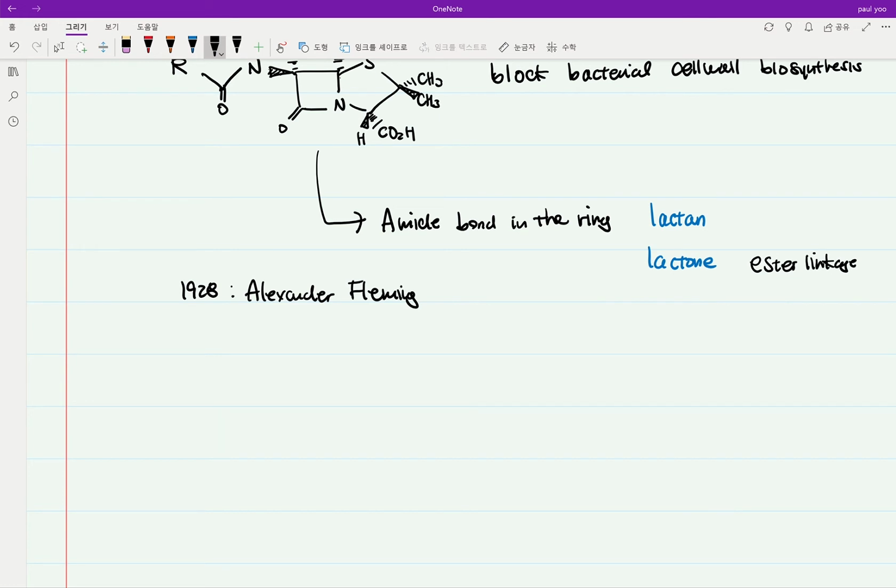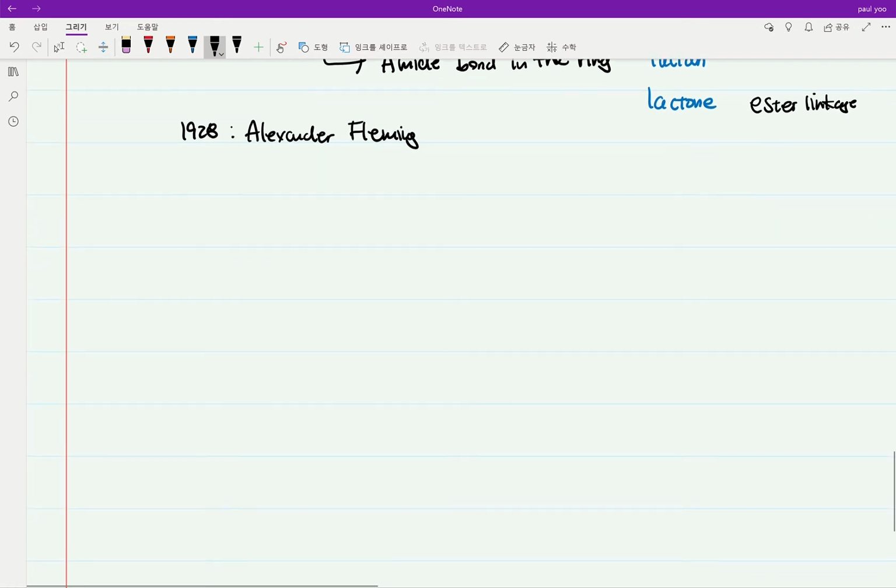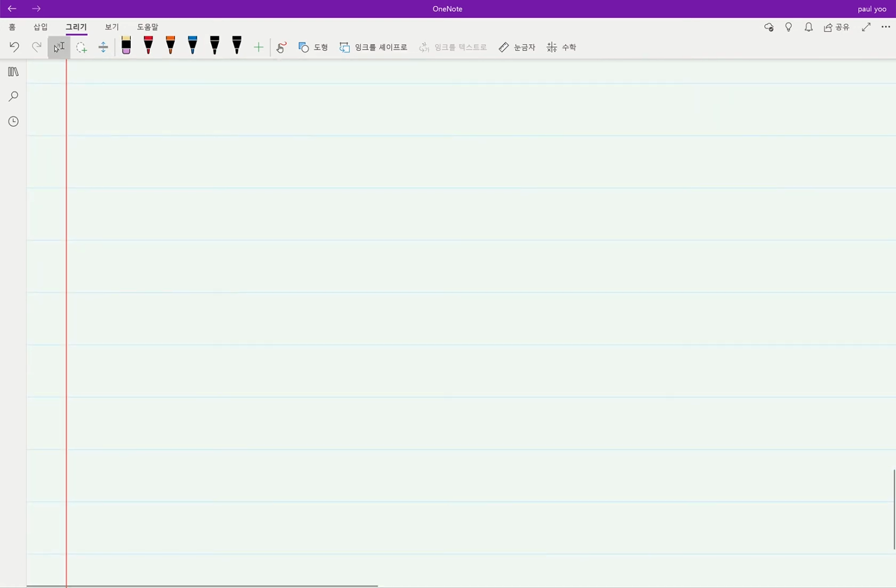He accidentally used this in a bacterial culture that was contaminated with mold and saw that it had antibacterial effects. So that was the discovery of some drugs. So where do we get new medicines from?